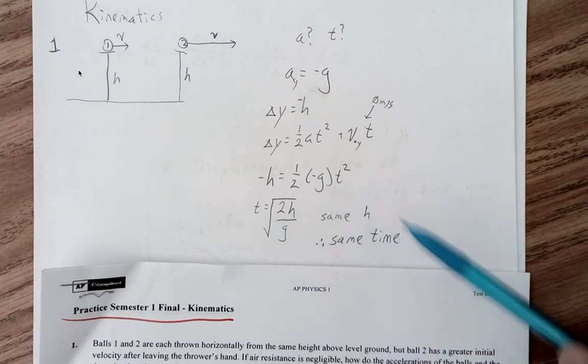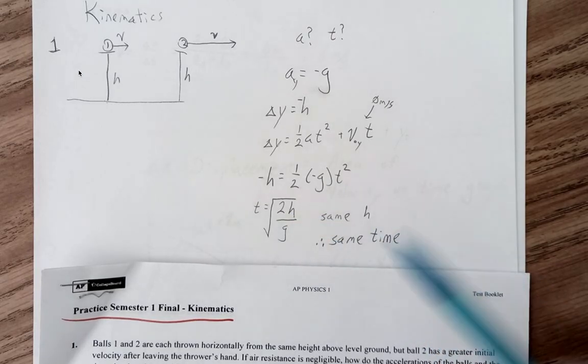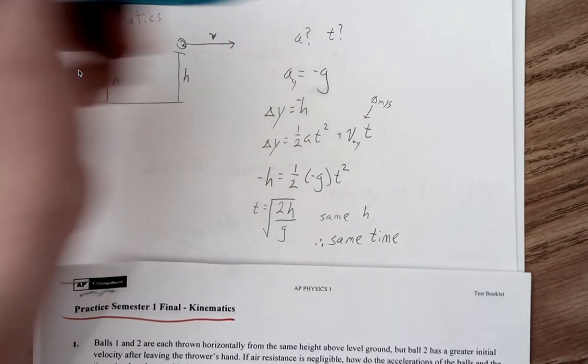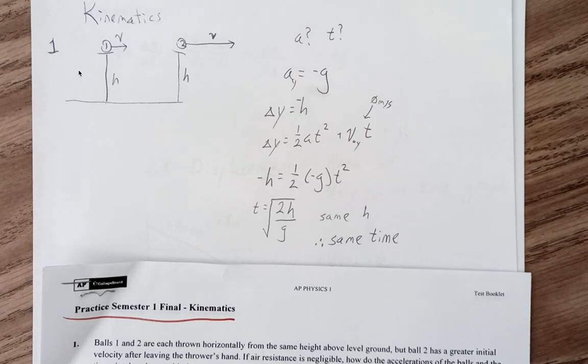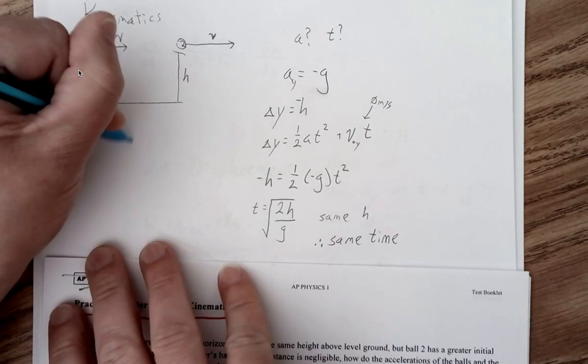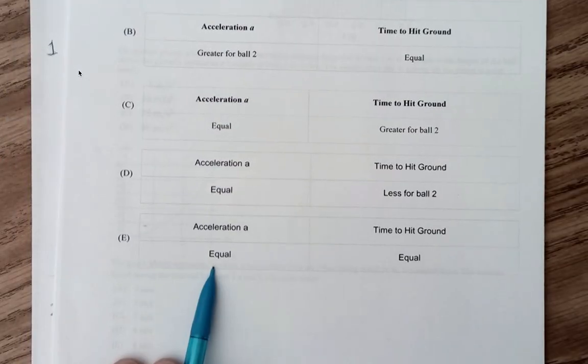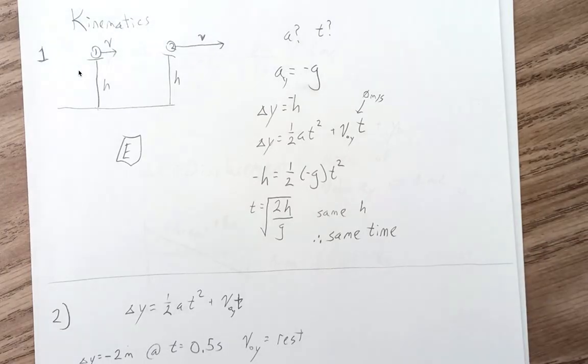If they have the same height, they get the same time. So that's why we're going to have the acceleration being equal. And so the selection for ours would be selection E, giving us equal acceleration and equal time to hit the ground. Then we continue looking at question number 2.